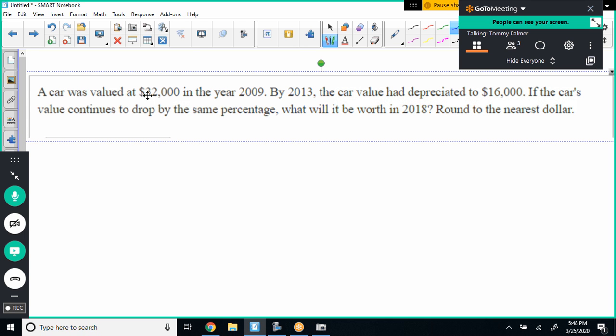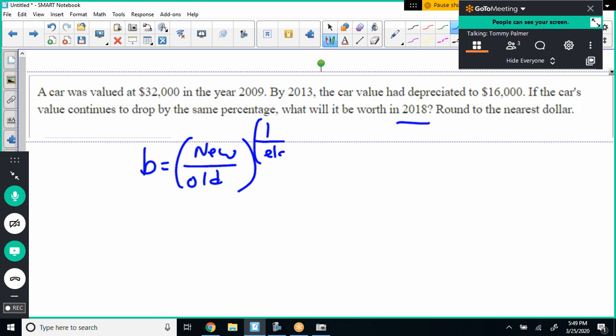A car was valued at 32,000 in the year 2009. By 2013, the car value had depreciated to 16,000. If the car's value continues to drop by the same percentage, what will it be worth in 2018? All right, so what we're going to do is find the base, right? And the base is this: new over old raised to the 1 over elapsed time.